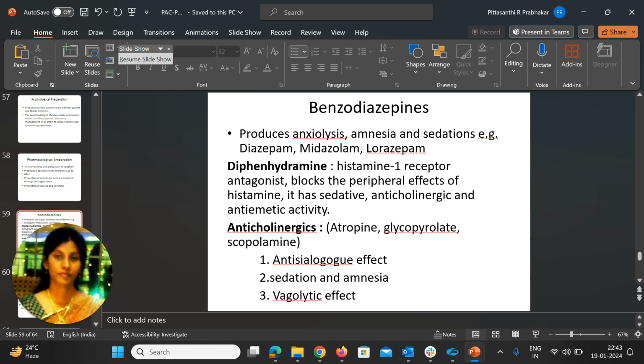Diphenhydramine is a histamine 1 receptor antagonist that blocks the peripheral effects of histamine. It has sedative, anticholinergic, and antiemetic activity. Anticholinergics like atropine, glycopyrrolate, and scopolamine cause an antisialagogue effect, sedation, amnesia, and vagolytic effect.